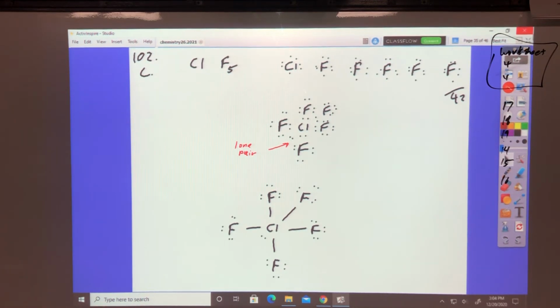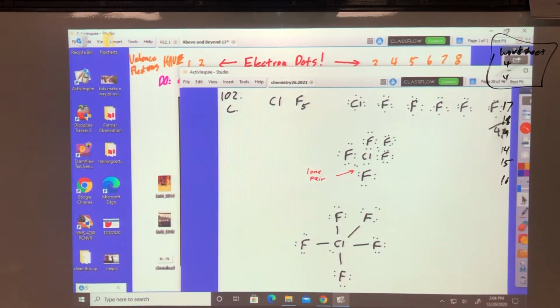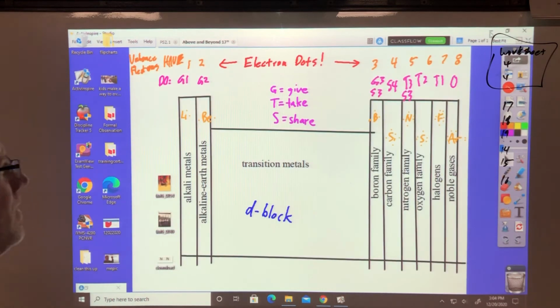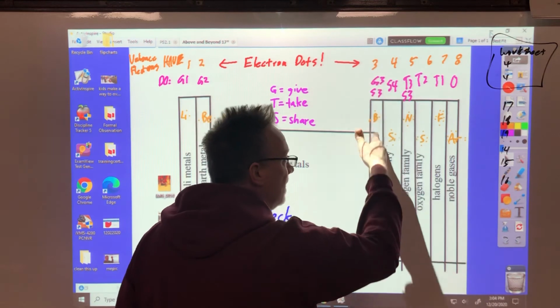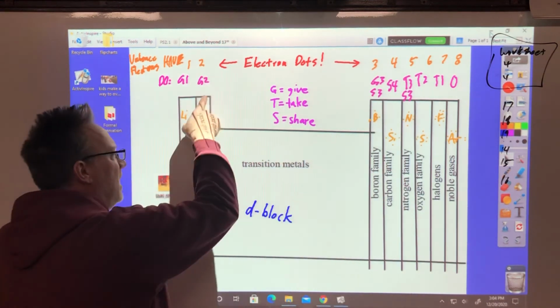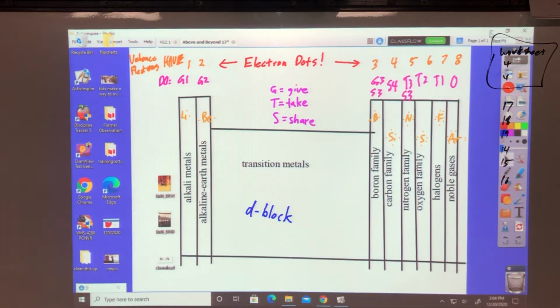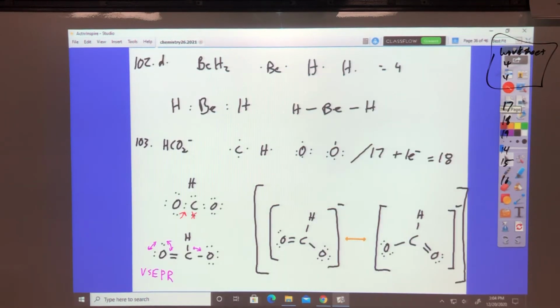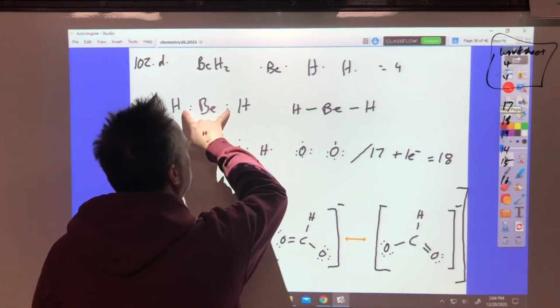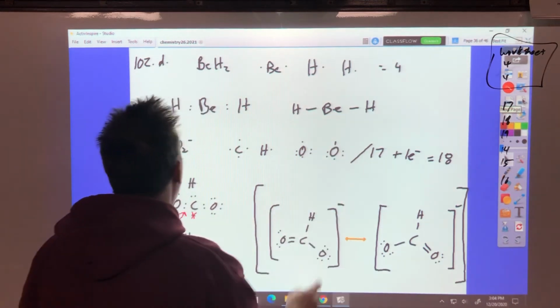BeH2, beryllium. Remember, whoops, this is not what I wanted to do. Octet, octet, octet, octet, octet. Ends up with 6. Beryllium, these guys end up with 4. 2 shared pairs. So you would just end up with this BeH2, hydrogen on either side.